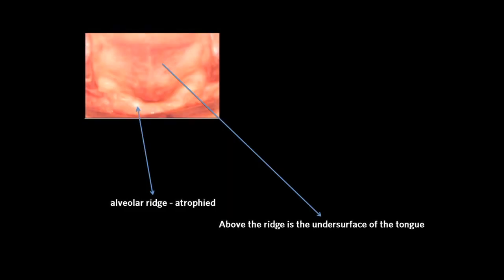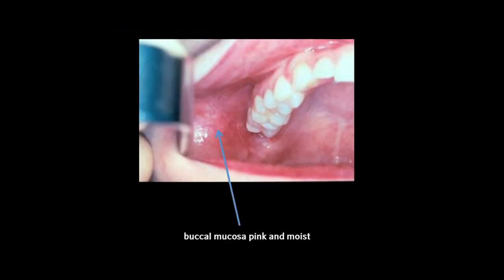If the patient wears dentures, they should be removed to allow complete evaluation of the oral cavity, specifically to evaluate the mucosa and the alveolar ridge, which is often atrophied in patients who have dentures. The mucosa is normally pink and moist. The buccal mucosa is examined and is pink.